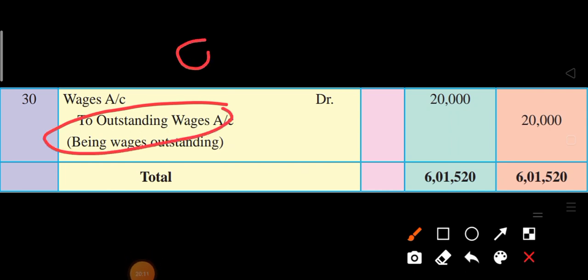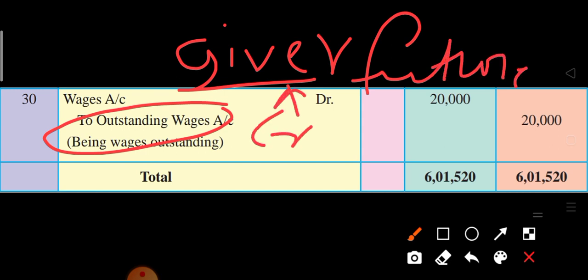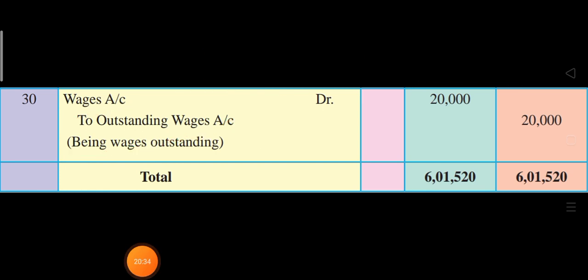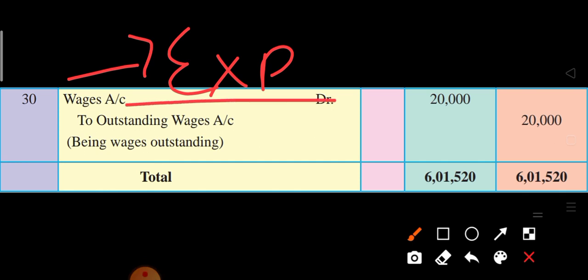We have to give that particular outstanding wages, so we are giver of such outstanding wages in future, yes or no, and credit the giver, yes or no. So credit the giver के हिसाब से, and we are giver in the future for such type of wages, so वो कहाँ पर आएगा? क्रेडिट साइड में आएगा. And very simple it is. Wages is one type of expenses, so debit all expenses. So wages account debit 20,000 to outstanding wages 20,000. Is that clear? Okay, this is our last journal entry.